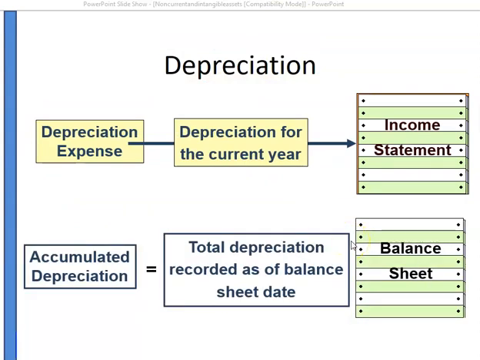When it comes to depreciation, we want to understand that depreciation expense is depreciation for the current year, and that's probably the best way to think about it for our purposes. So depreciation expense is a yearly item, monthly, yearly, however you want to think about it, and it shows up on the income statement. Accumulated depreciation doesn't have anything at all to do with the income statement, and it is total depreciation recorded as of the balance sheet date.